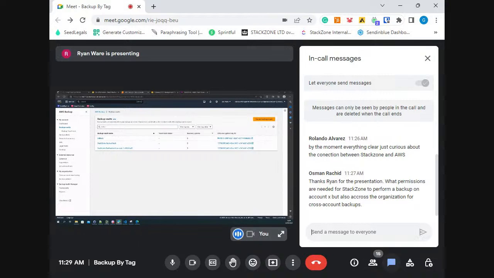Ronaldo asks, for the moment everything is clear, just curious about the connection between StackZone and AWS. And Osman is asking something really similar: what permissions are needed for StackZone to perform a backup on account X, but also across the organization for cross-account backups? So basically, both are asking about the permissions that StackZone needs in order to work on the AWS organization.